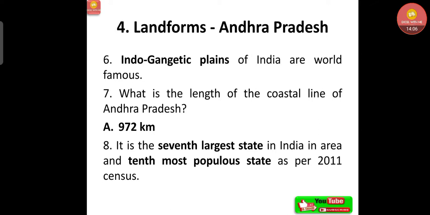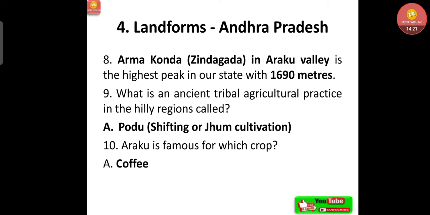Now, what is the length of the coastline of Andhra Pradesh? That is 972 kilometers. It is the 7th largest state in India in area and the 10th most populous state as per the 2011 census. Now, Armakonda, that is Jindhagada in Araku Valley, is the highest peak in our state with 1690 meters.